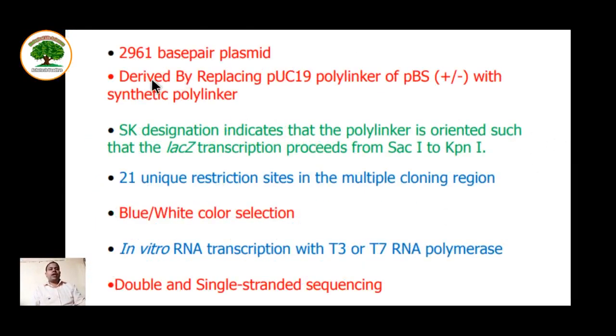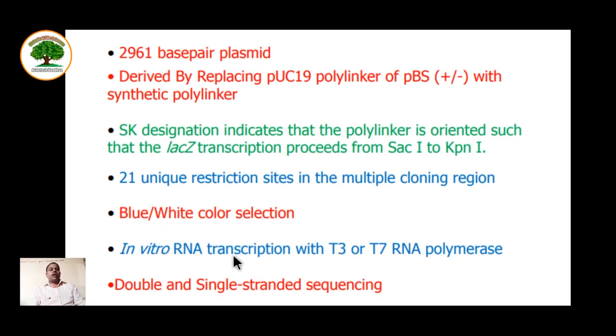So in this phagemid there is a plasmid of around 2961 base pairs, and it is derived by replacing the pUC19 polylinker of pBS plus minus with a synthetic polylinker. So this region is replaced here. Here the SK designation indicates that the polylinker is oriented such that lacZ transcription proceeds. So lacZ here is preferred because this is a selectable marker. The region of lacZ here is from the restriction enzyme site SacI to KpnI. There are around 21 unique restriction sites in the multiple cloning region here, and it is helpful in blue-white screening.